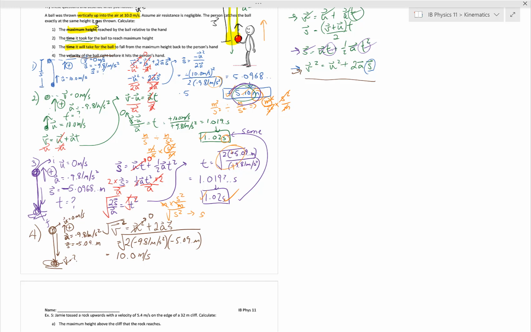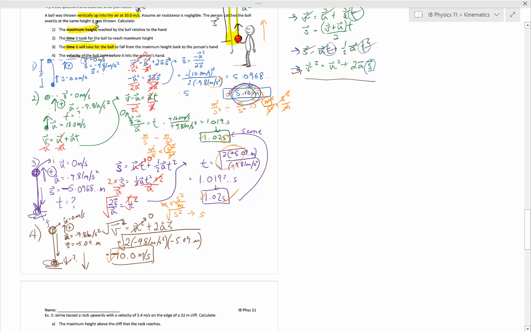Wait, we're not done yet. When we took the square root, the answer could be positive or negative. The one that makes more physical sense is negative, since the ball was traveling downwards right before it hits the person's hand. So it makes sense to make that a negative value here. Let's do a quick check of everything. The direction must be negative. That's a check. It was moving downwards at the end.